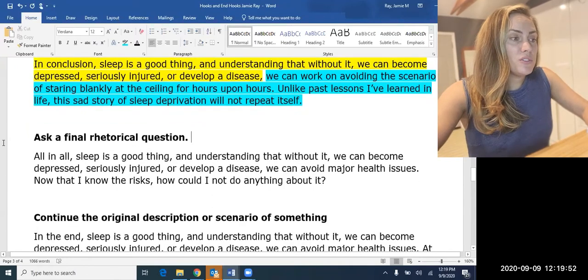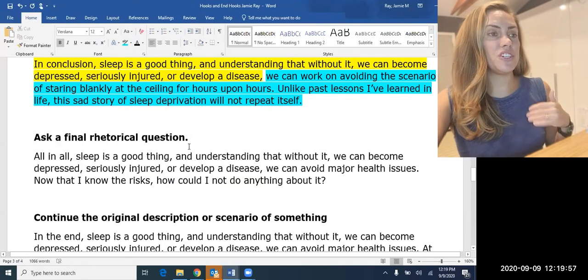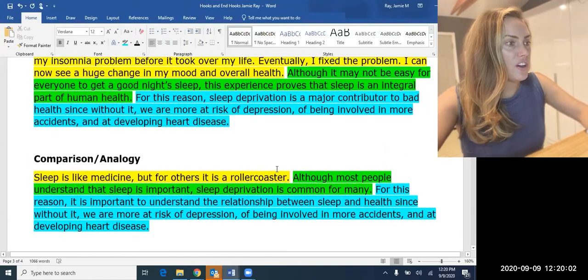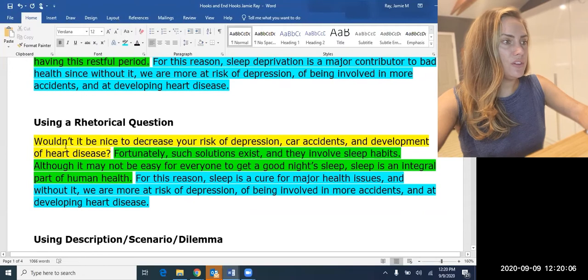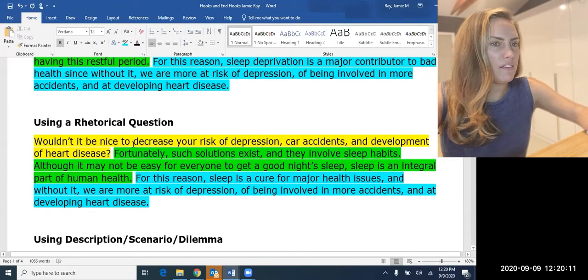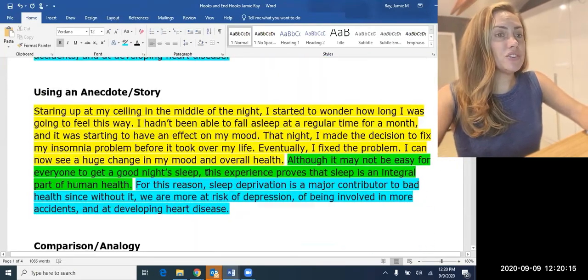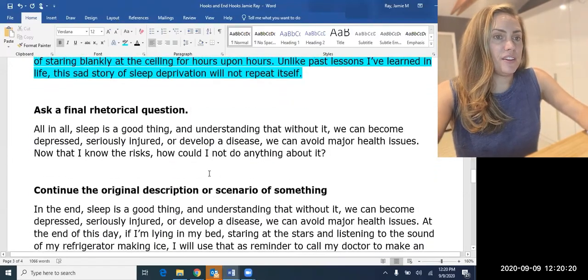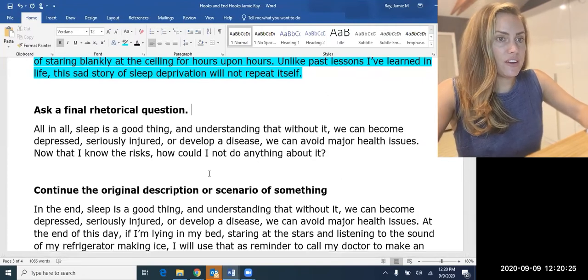Remember, you can also use a rhetorical question in your hook. You can also use a rhetorical question in your end hook in the conclusion. So let's go back to the rhetorical question of our hook in the paper, in the intro. Wouldn't it be nice to decrease your risk of depression, car accidents, and development of heart disease? And then give the thesis, right? So in the end, you can refer back to that question, or you can make up a different question. You don't even have to have a question in the introduction to use a question as your end hook, okay?